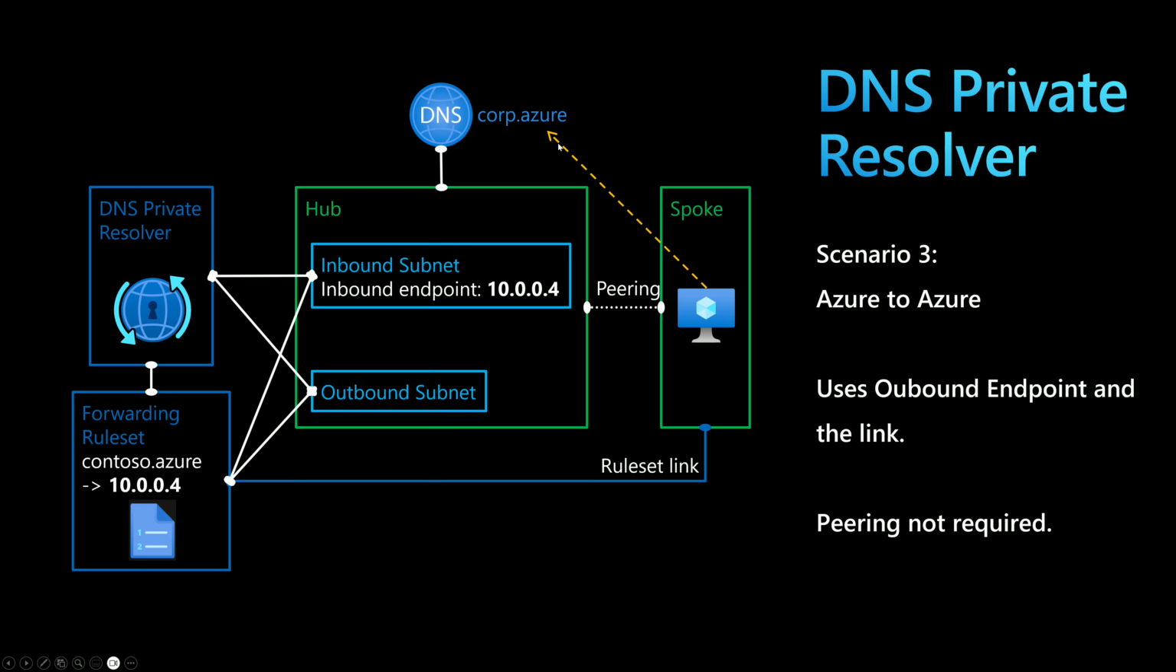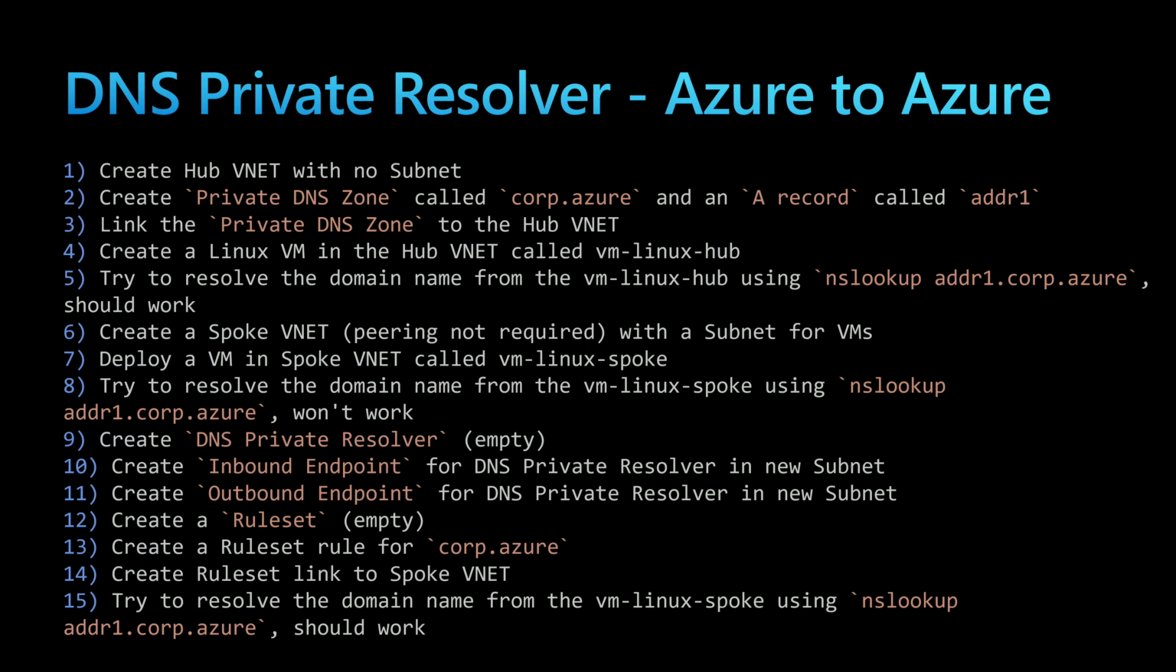To achieve that DNS name resolution, we'll be relying on Azure DNS Private Resolver and forwarding rule set configuration that will be using an inbound subnet, outbound subnet, and rule set link to the spoke virtual network. Along this lab, we'll follow those 15 steps to implement this architecture.